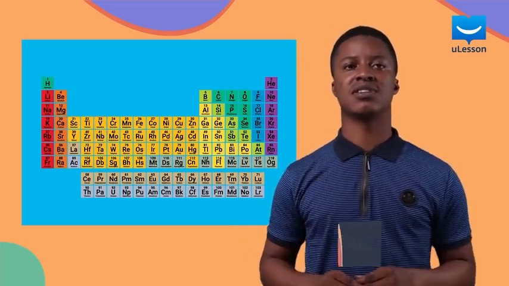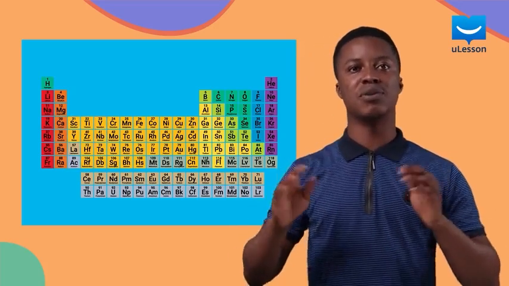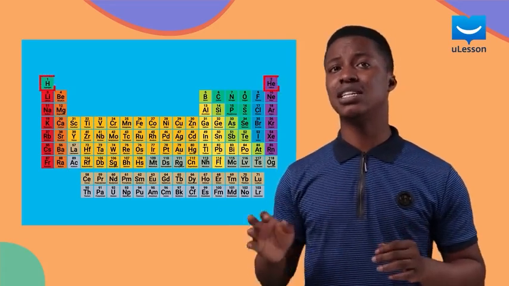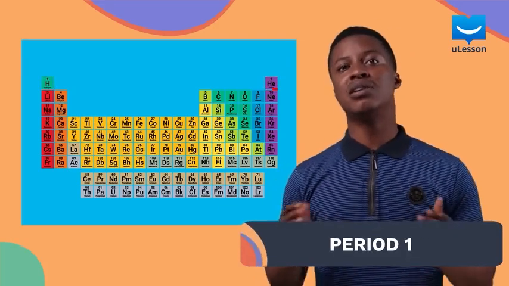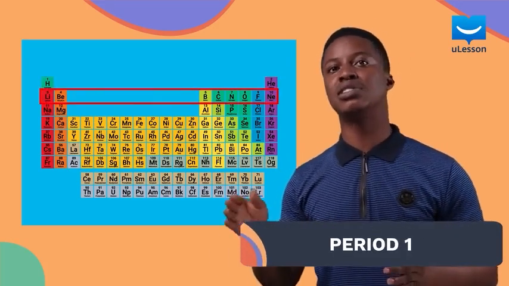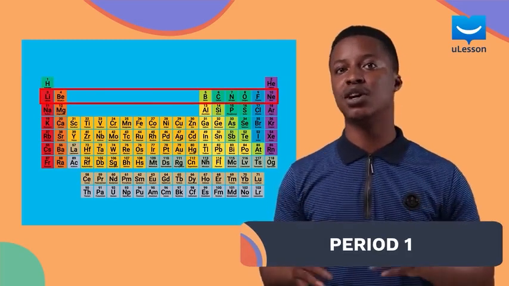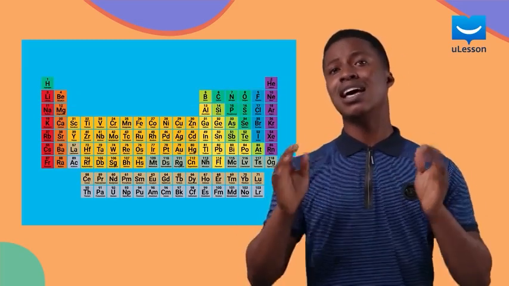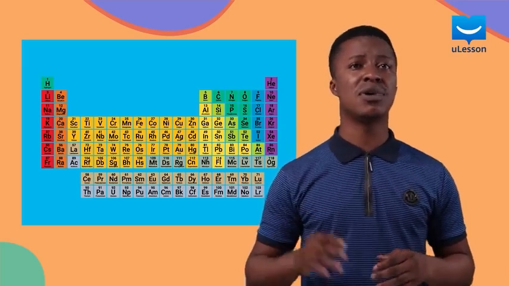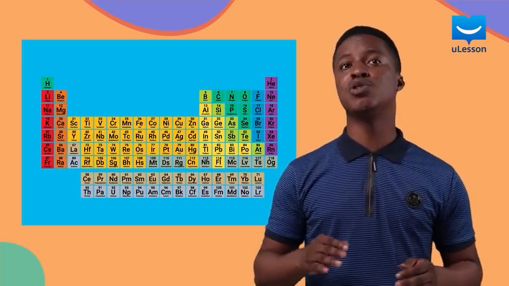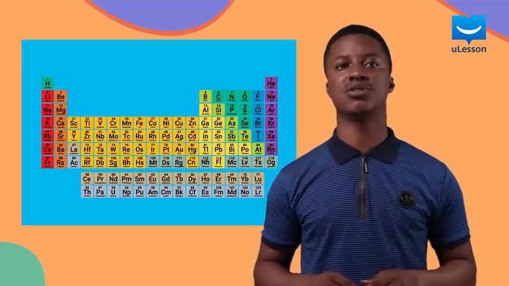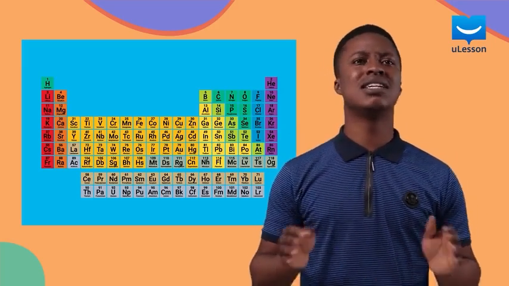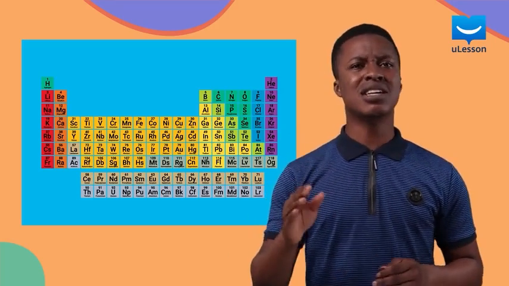Those are the groups. Now horizontally, we'll have the periods. Hydrogen and helium belong to period 1, while lithium, beryllium, boron, carbon, nitrogen, oxygen, fluorine, and neon all belong to period 2 of the periodic table. Elements in the same period have the same number of shells, while elements in the same group have the same number of valence electrons.